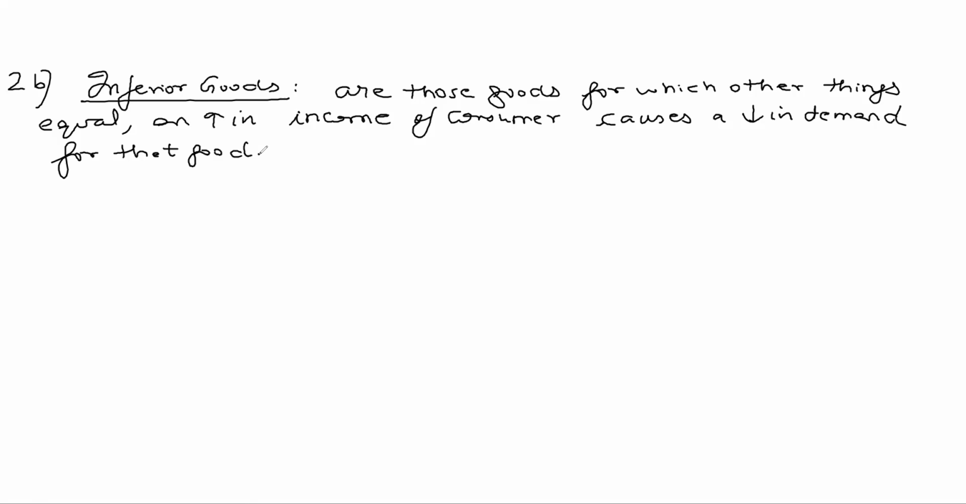So inferior goods have negative income effect. As your income goes up, you demand less of inferior goods. Example would be the very famous examples which you have been doing in your school as well: jowar, bajra, etc., low grade rice. All of these are inferior goods, because when your income goes up, you would want to shift to normal goods. You would not want to buy inferior goods.